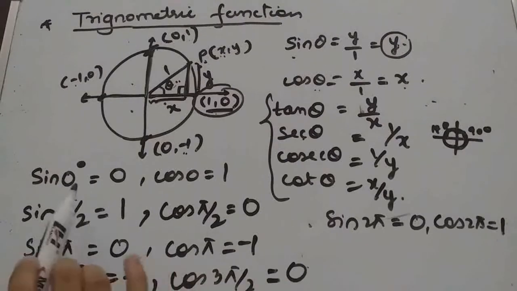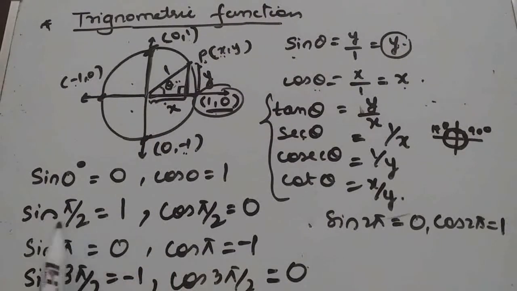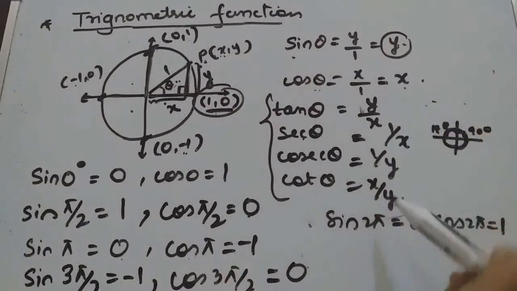All these values are standard values. Sine pi by 2, that is sine 90, is 1, cos 90 is 0. Sine 180 is 0, cos 180 is minus 1. So you should remember all these values and all these formulas here.